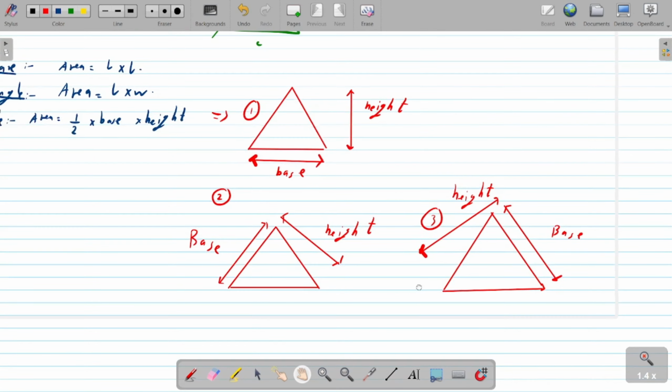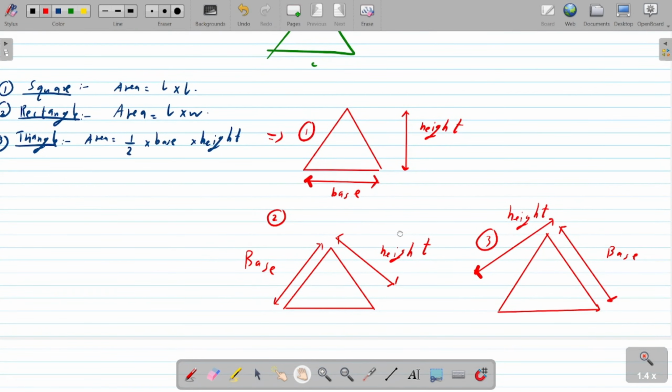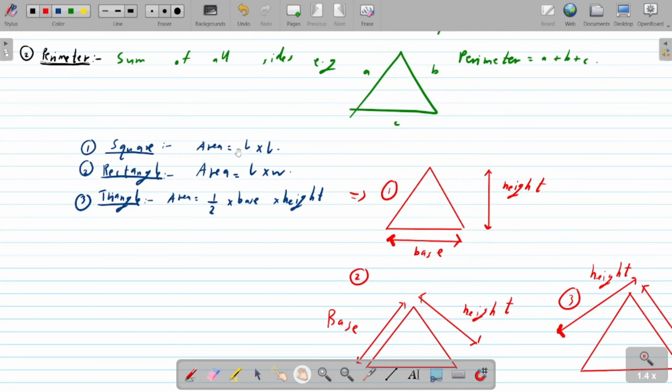Now that's for triangle. So these are the three formulas that we just learned. Area for a square is length times length. Rectangle, area, length times width. Triangle, area is half into base into height, and base and height. And let me also write that down here so that we can be clear on this. Base.